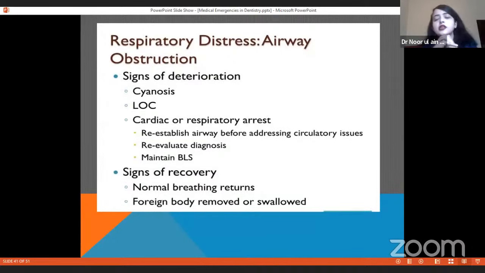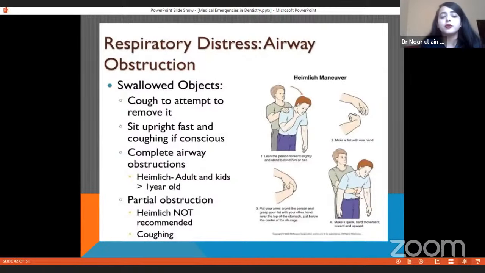So what are the signs of recovery? That the patient is getting back to life, that is normal breathing returns, foreign body is removed or swallowed. So for solid objects, cough to attempt to remove. When the patient swallows any object, then the patient should cough, or you should ask the patient to cough, to attempt to remove the foreign object.